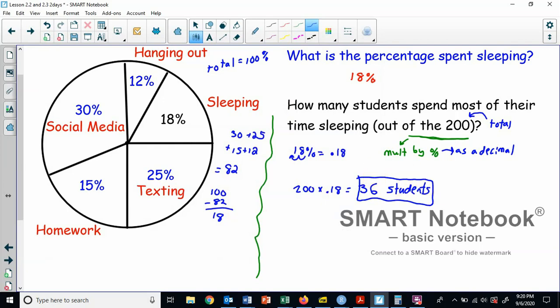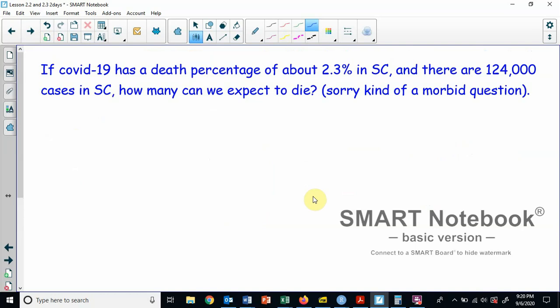Okay? Let's practice one more percentage problem. Not with a pie chart, though. Pie charts are so overdone. Something like this. So if COVID-19 has a death percentage of about 2.3% in South Carolina, and there are 124,000 cases in South Carolina, how many can we expect to die?